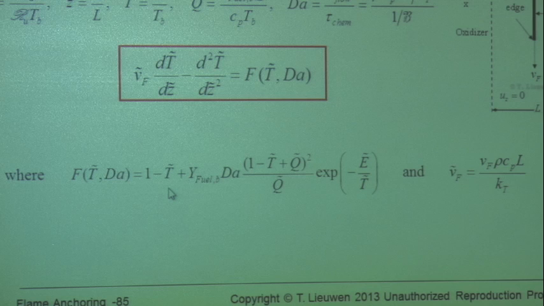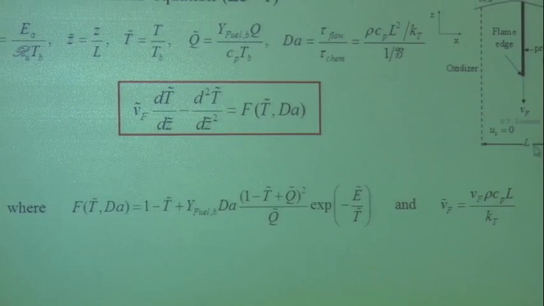it's like a convection term, and then you have here a reaction term. A Damköhler number, you can see the e to the negative E over T. Okay, now, in order to build some intuition, let's assume that there's no edge. So there's no z variation, and it's just this 1D chambered flame that Professor Law has in his book.